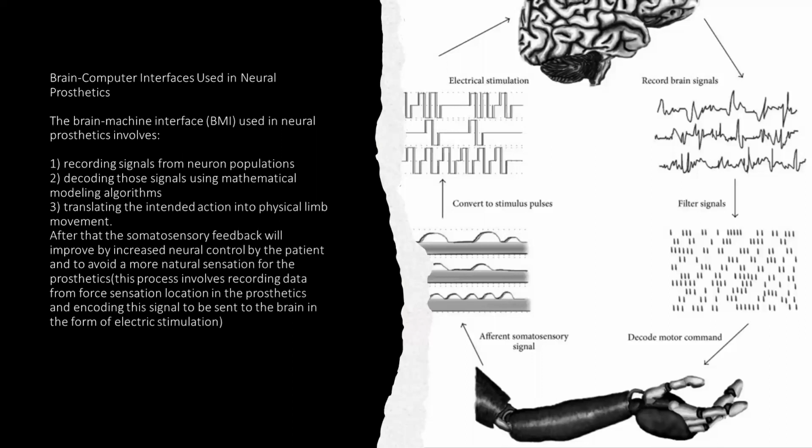It includes three processes. The first one is recording signals from neuron populations. The second one is decoding the signal using mathematical modeling algorithms. The last one is translating the intended action into physical limb movement. After that, somatosensory feedback will improve neural control by the patient and provide a more natural sensation for a prosthetic. This process involves recording data from sensation locations in the prosthetic and encoding this signal to be sent to the brain in the form of electrical stimulation, as we see in the figure.